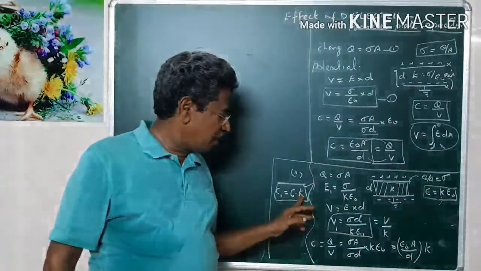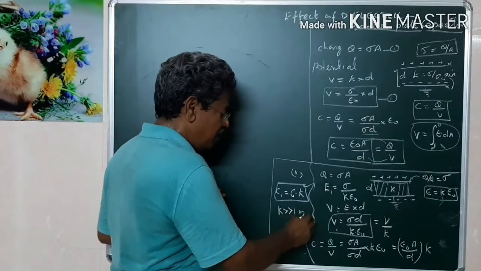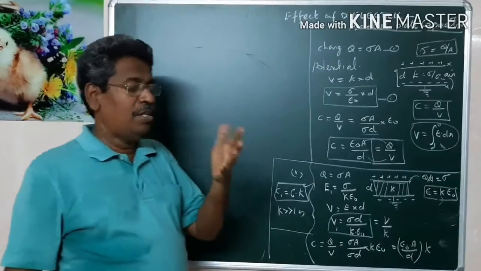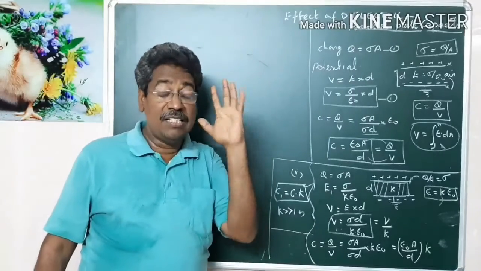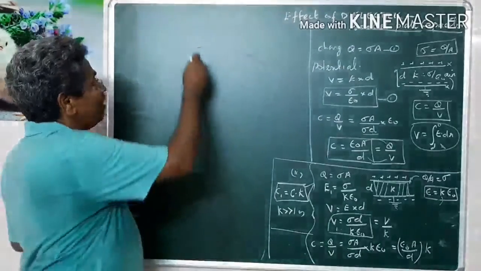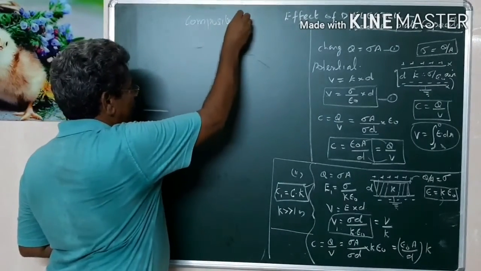With the introduction of dielectric, K is always greater than 1, and if K is very large, the capacitance with the dielectric also increases. Therefore, wherever you want to increase the capacitance, you select the appropriate dielectric material. That is our innovation engineering concept. Then next, another important one is the introduction of composite dielectric material.